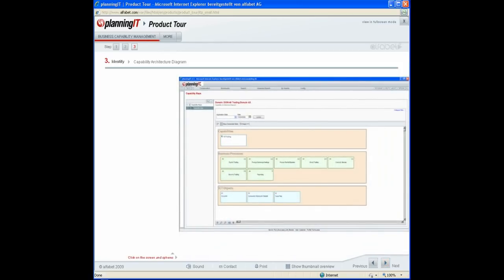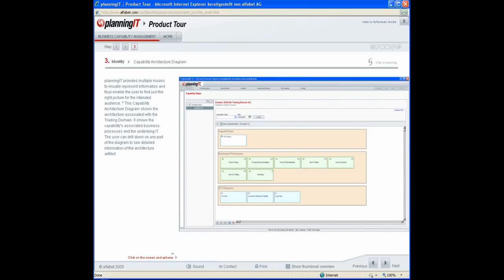Capability Architecture Diagram. planningIT provides multiple means to visually represent information and thus enable the user to find just the right picture for the intended audience. This Capability Architecture Diagram shows the architecture associated with the trading domain. It shows the capabilities, associated business processes, and the underlying IT. The user can drill down on any part of the diagram to see detailed information of the architecture artifact.